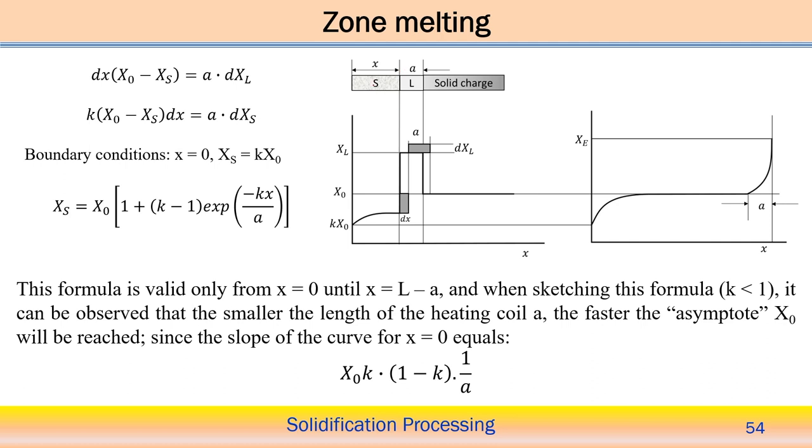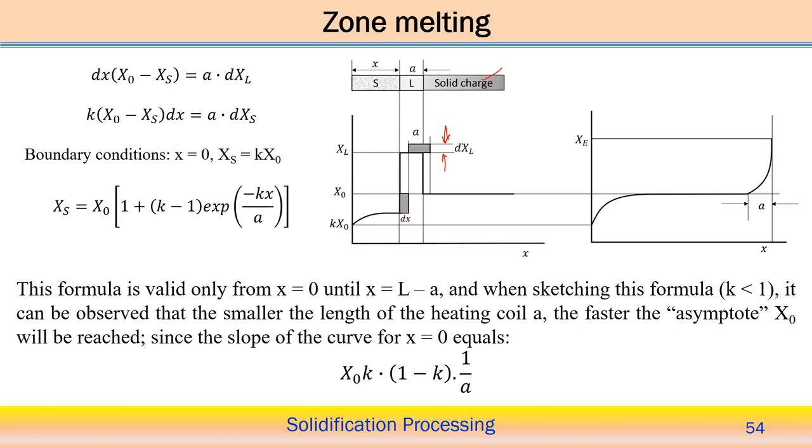For example, at a distance x, this is already solidified, this is the coil length A, and this is the solid charge, about to melt, a solid phase before melting. Now, this is x and this is the concentration along the y axis, and we can see it starting at x equal to 0 with kX0. Over a particular element of length dx at the solid-liquid interface, the highlighted part should be equal to the increment of the concentration of the liquid phase, dXL. This is along the y axis, the elemental increment of XL, dXL, over the length of the melt.